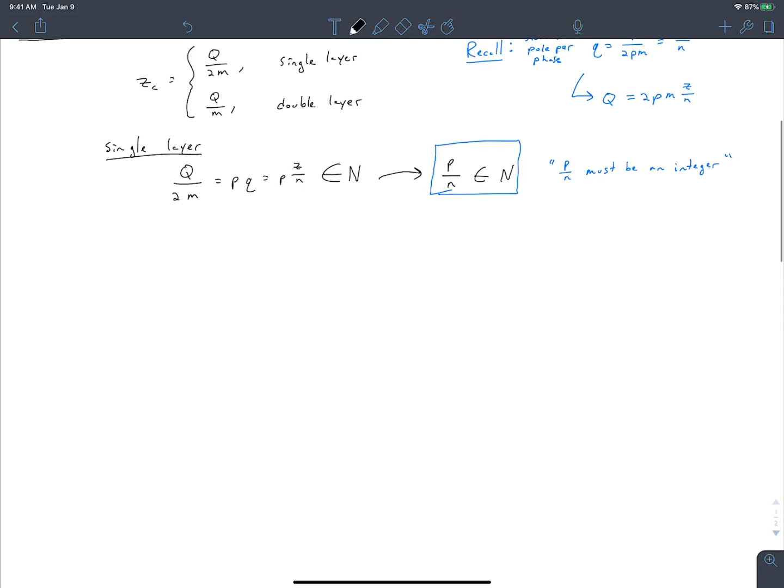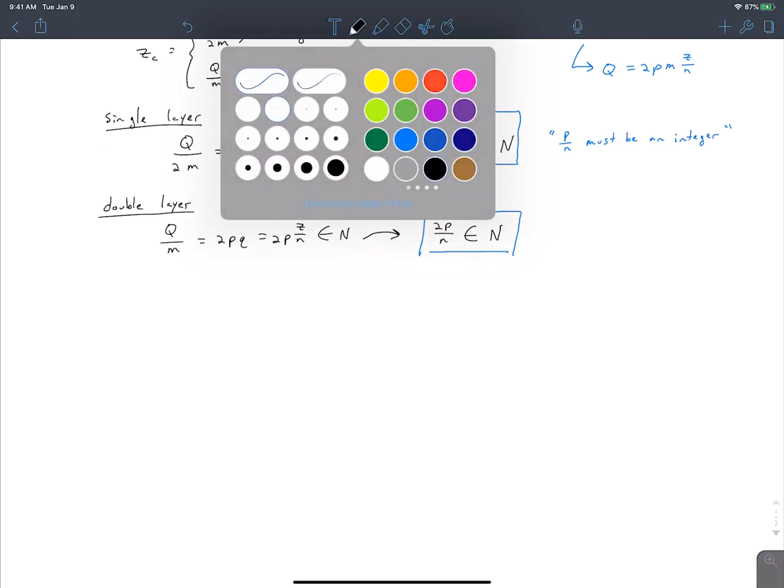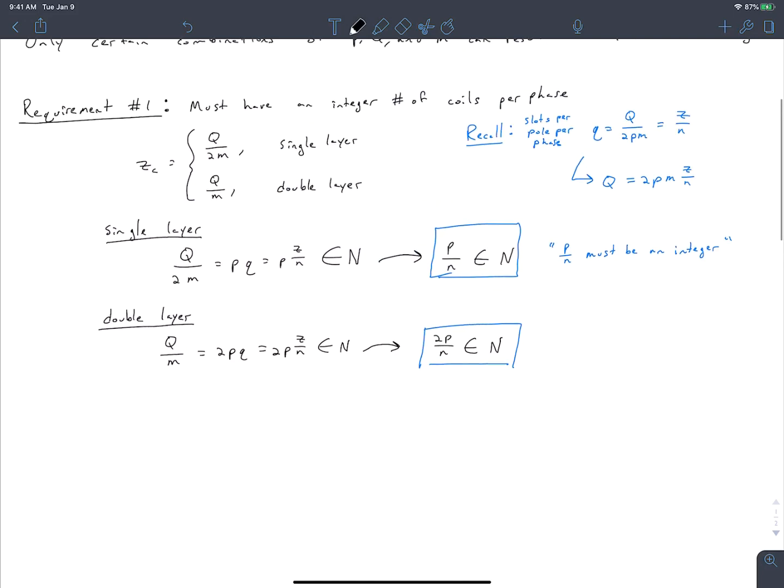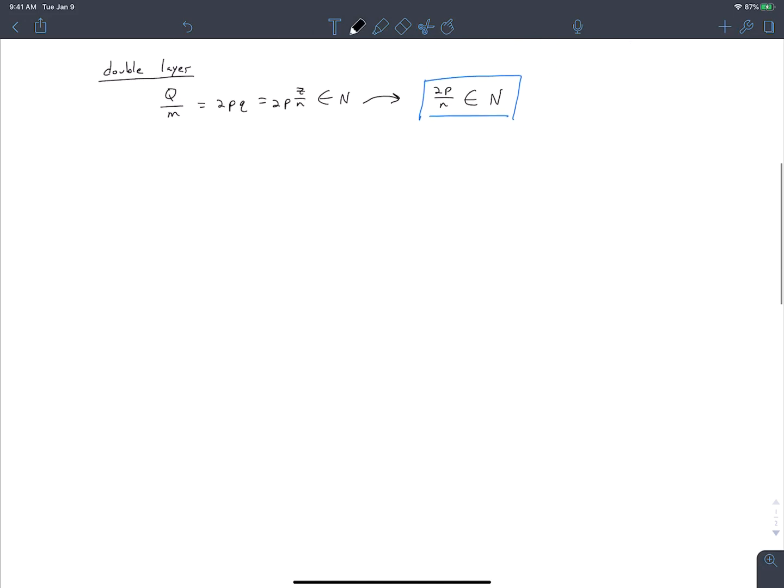So we'll do the same thing for the double layer winding. And in the case of the double layer winding, 2 times p divided by n must be a natural number, must be an integer. And you can see that this gives us a lot more flexibility. So for example, in a single layer winding, we could not have p be an odd number if n was equal to 2, because it simply wouldn't work, right? But in a double layer winding, this 2 will cancel with n being 2, and p can be any value in that case. So that was our first requirement for symmetry, that we need to have an integer number of coils per phase.